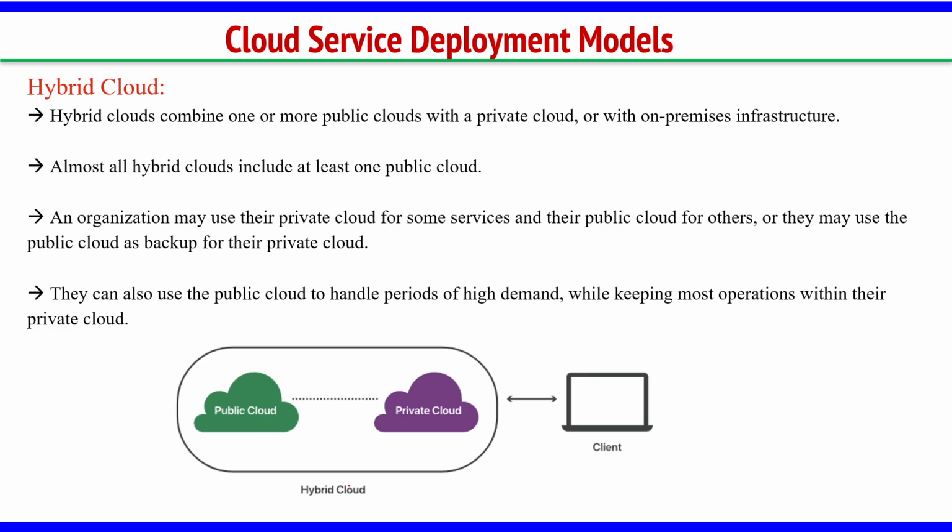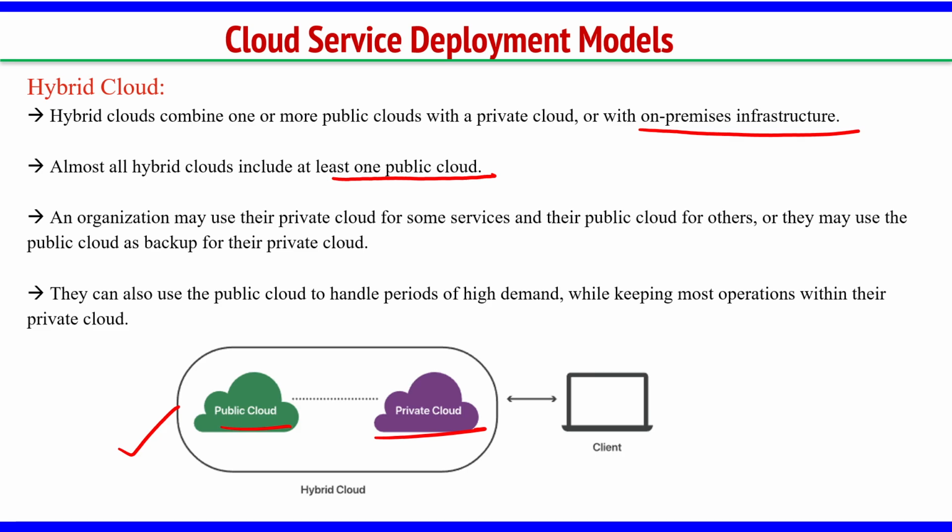So you see here the diagram, a combination of public and private cloud. Hybrid clouds combine one or more public clouds with a private cloud, or with on-premises infrastructure. Okay, so you are having some part of it in public and some part in private. Almost all hybrid clouds include at least one public cloud. So at least one public cloud has to be there, as shown here.